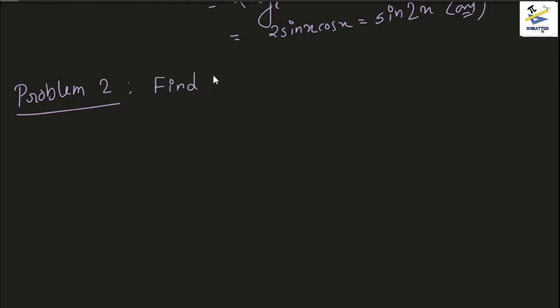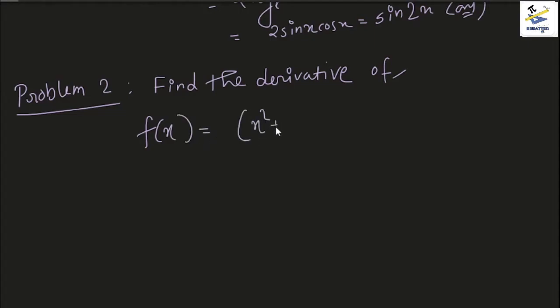Find the derivative of f of x equals (x square plus root x) whole to the power sin x plus log square x. This thing is the function which we are given, and we need to find the derivative of it.